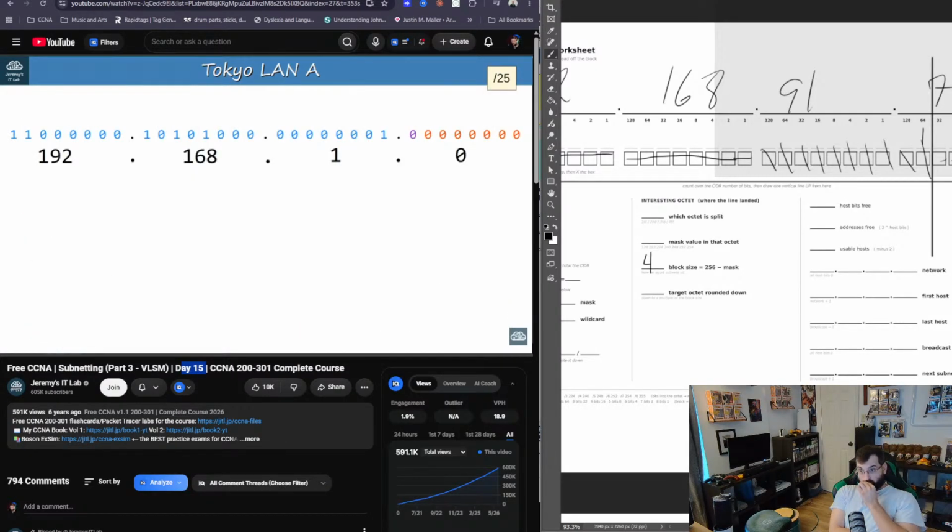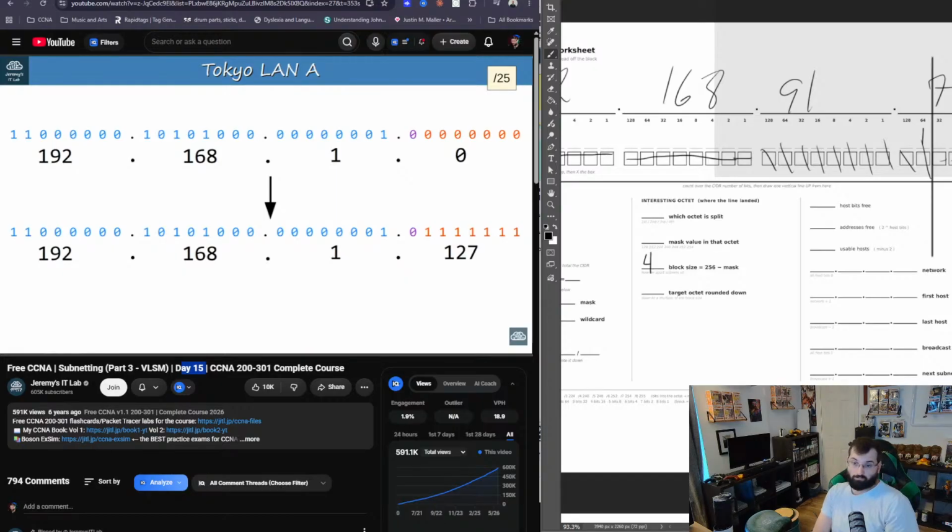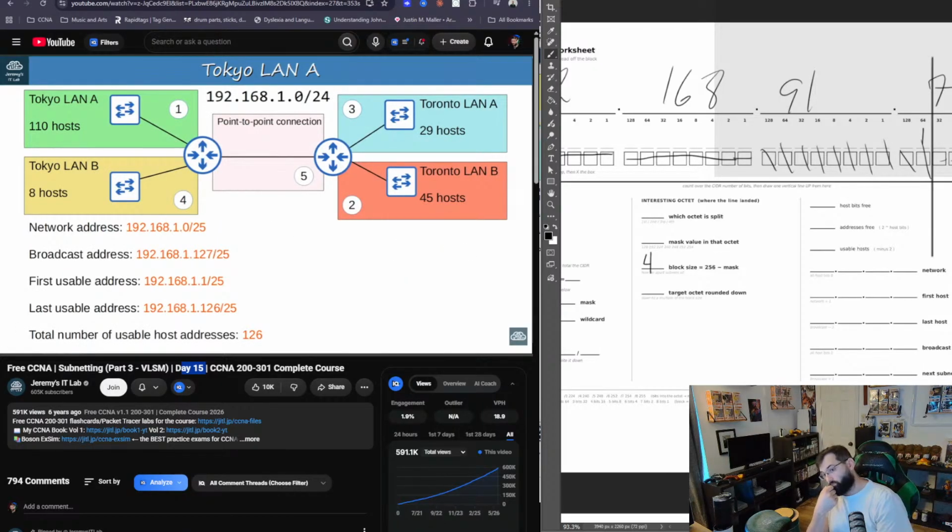So I decided to use a /25 prefix length. Why is that? Well, a /25 prefix length leaves 7 host bits, which means a total of 128 addresses, so 126 usable host addresses. We need 110, so /25 is the correct prefix length. That means the network address is 192.168.1.0/25. Convert all of the host bits to 1, and this is the broadcast address, 192.168.1.127. So now we have our answers for Tokyo LAN A.